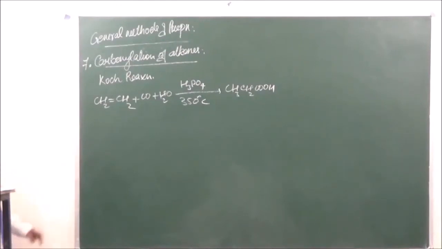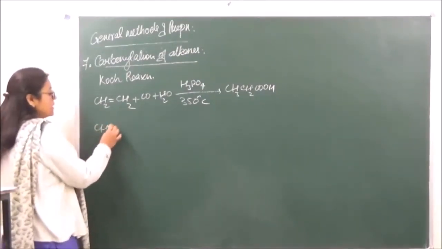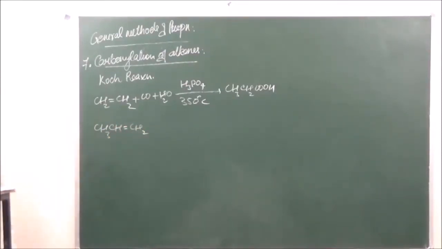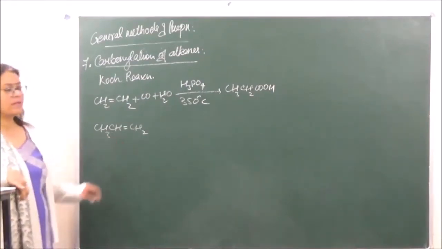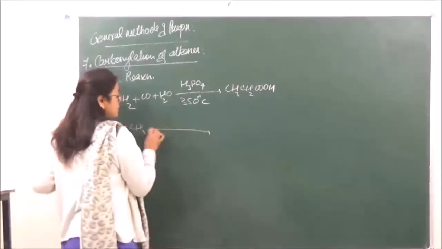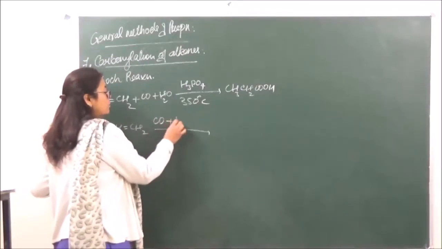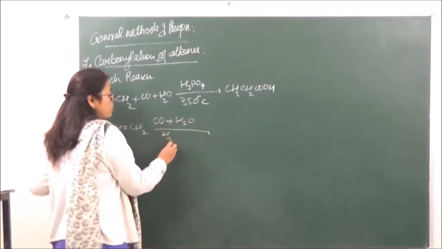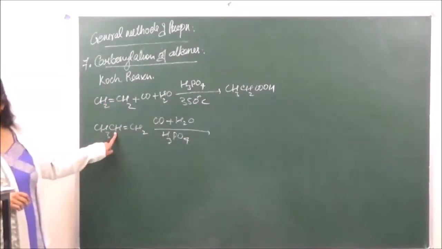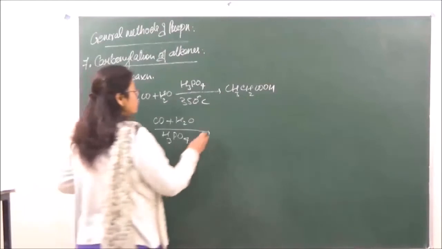Let's take another example over here. CH3CH=CH2. Now please remember that in this case the carbon which is going to have the COOH group will attack at the carbon atom with lesser number of hydrogens. So what are we going to get over here? Again, we are reacting this with carbon monoxide and H2O in the presence of H3PO4. So this is the carbon atom with lesser number of hydrogens. Okay, the COOH group will attach to it.